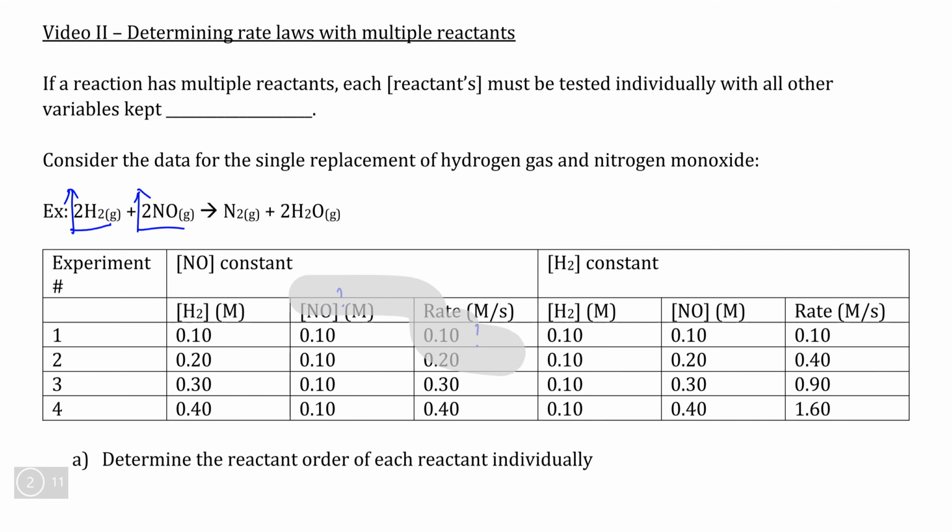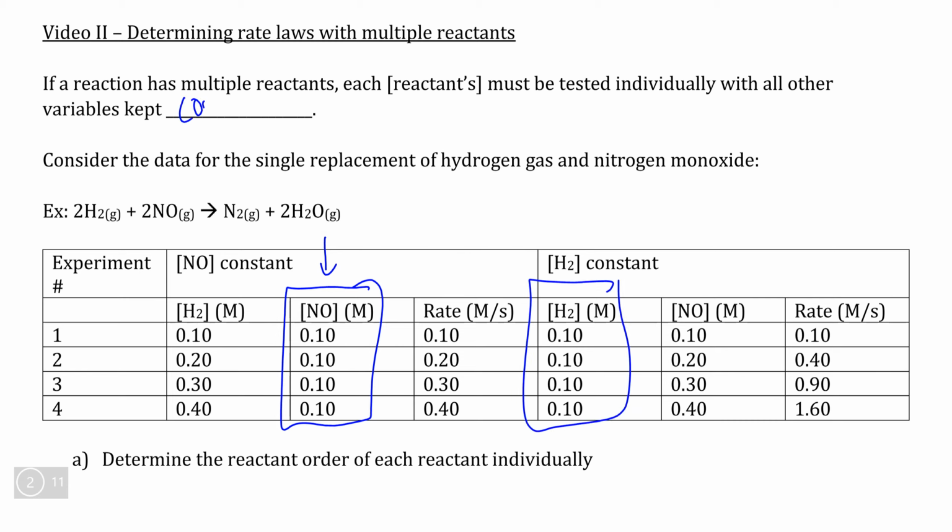The obvious answer is we can't. So the simple solution is to do the experiment twice over, but in each experiment, keep the concentrations of a different reactant constant so that we are only changing one reactant's concentrations.